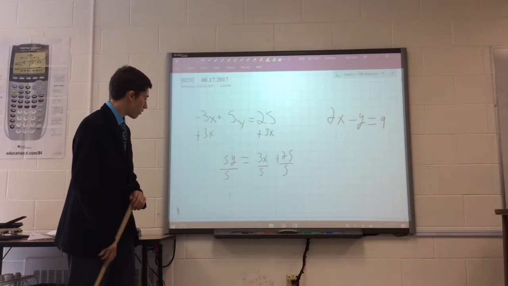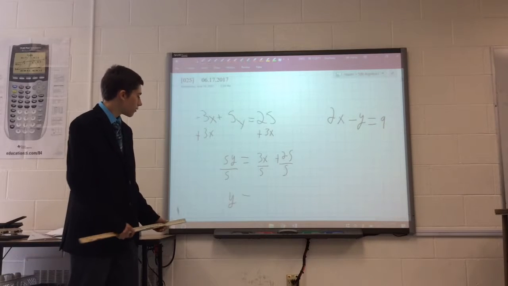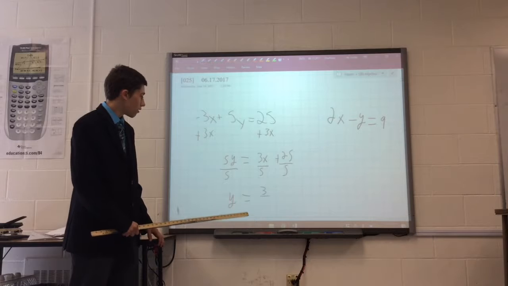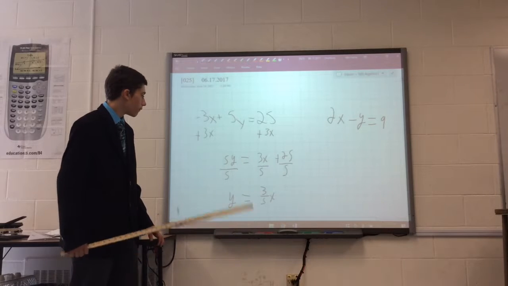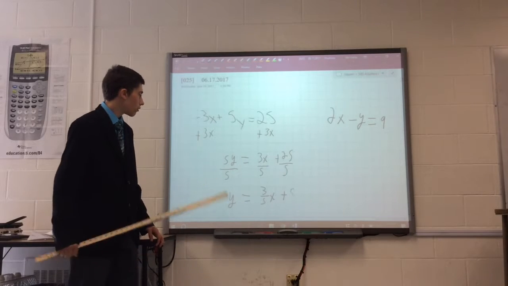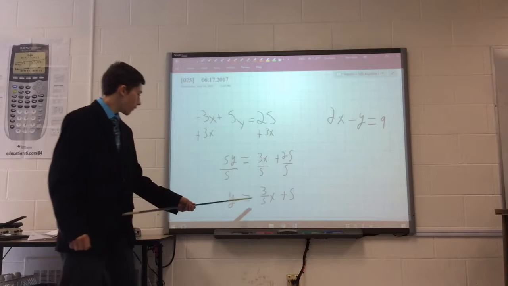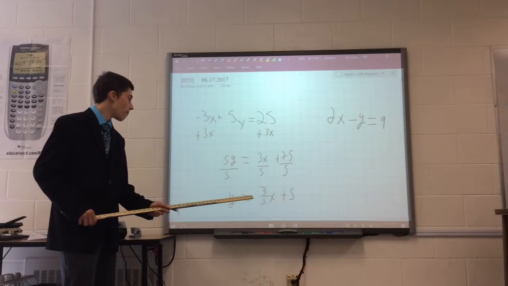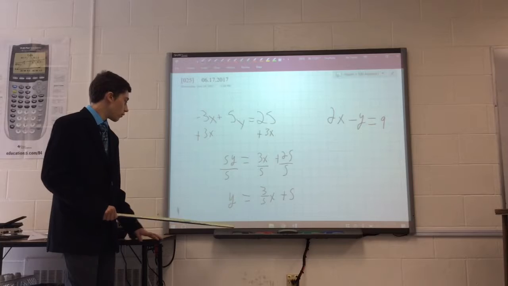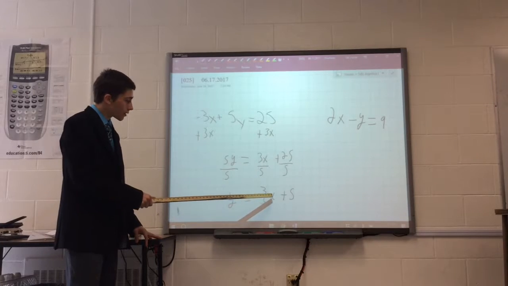So y equals 3 over 5x plus 5. Now this is in slope-intercept form because, you know, y equals mx plus b.